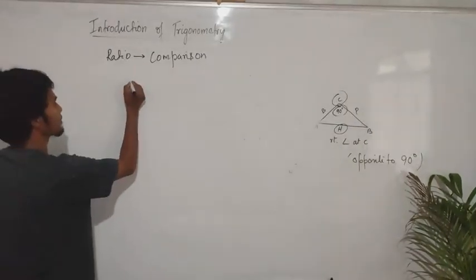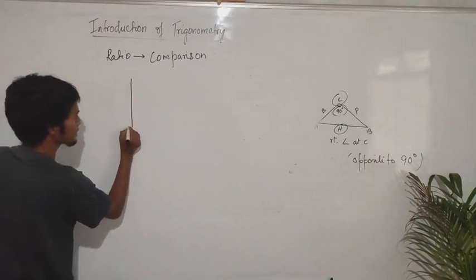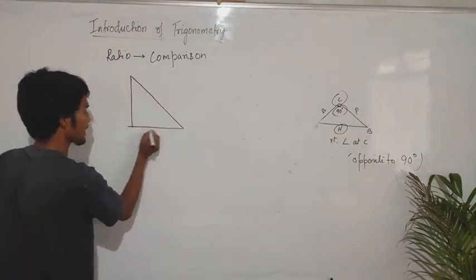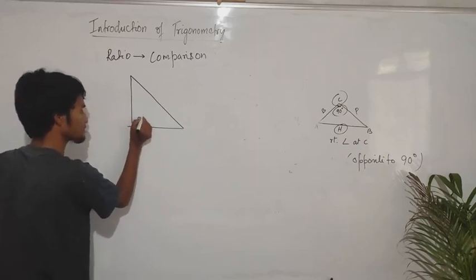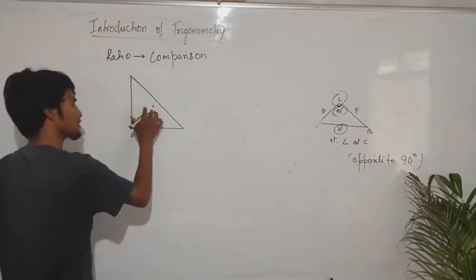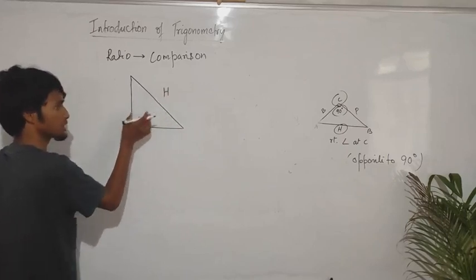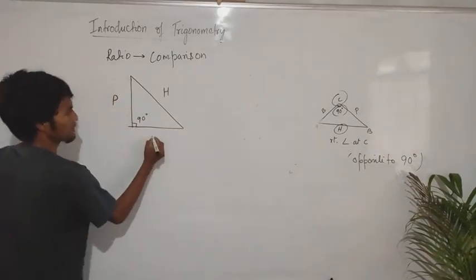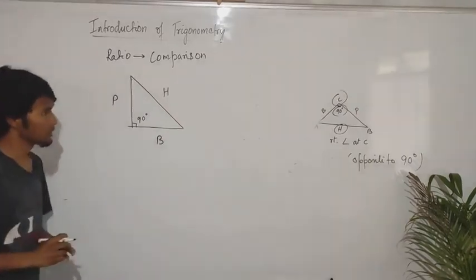Okay, I draw like this. Generally, this is the right angle triangle. Let's say here is a 90 degree. Then I put generally, this will obviously be the hypotenuse because it's opposite to 90 degree. Then this will be the perpendicular. Then this will be the base.